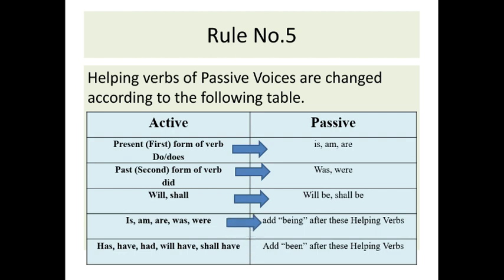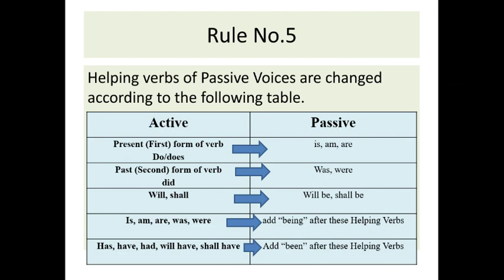If there are any of these helping verbs, is, am, are, was, were, we will just add being after these helping verbs. It will become is being, am being, are being, was being, and were being. If in the active sentence has, have, had, will have, or shall have are used, we will add been after these helping verbs, and it will become has been, have been, had been, will have been, and shall have been. This chart is easy to remember, so I prefer to change the voices according to the helping verbs.